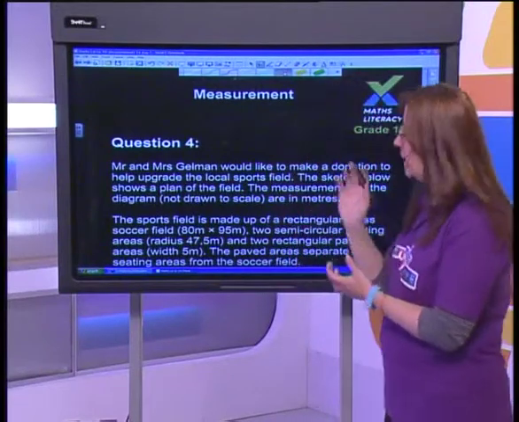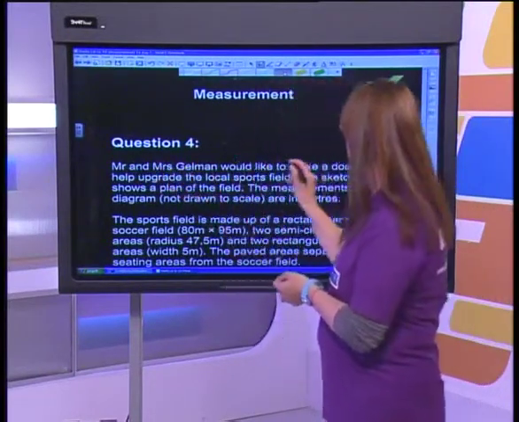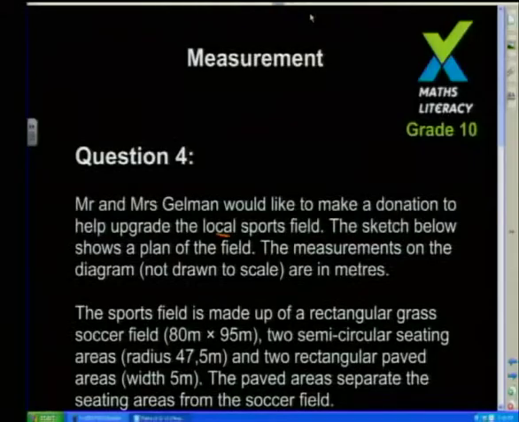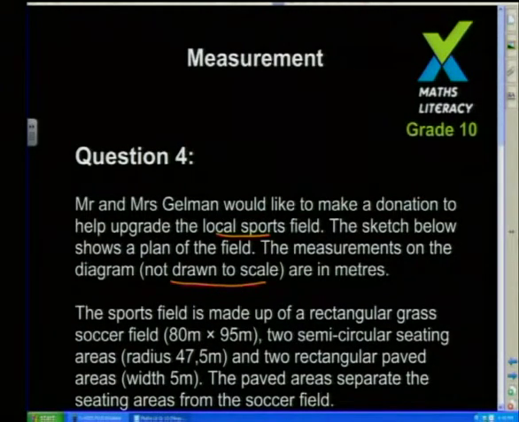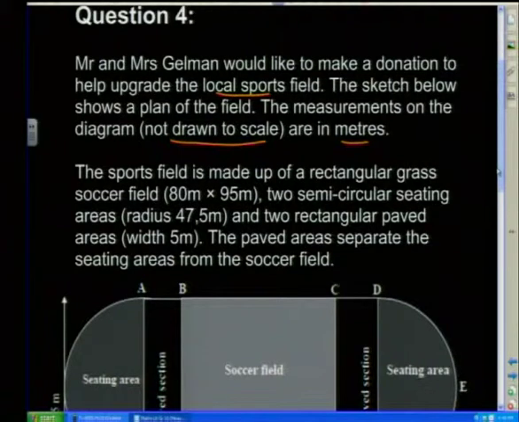Right, guys, welcome back. So now we're looking at a new question. We're on question 4. We've done quite well today. Mr. and Mrs. Gelman would like to make a donation to help upgrade the local sports field. The sketch below shows a plan of the field. The measurements on the diagram, not drawn to scale, are in meters. So those are important facts. And then they give it to you again in the text. The sports field is made up of a rectangular grass soccer field, and those are the measurements there, 2 semicircular seating areas with a radius given, and 2 rectangular paved areas with 5 meters. The paved areas separate the seating area from the soccer field.